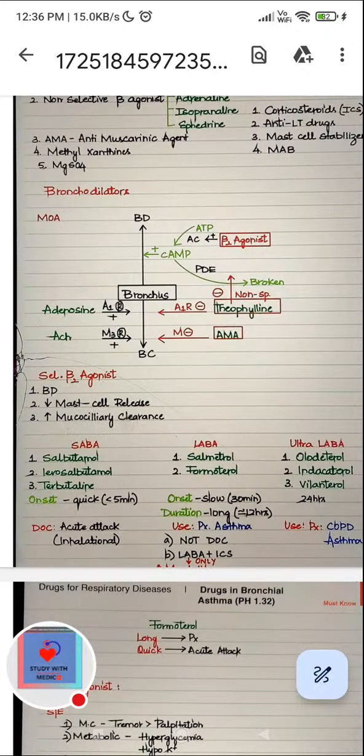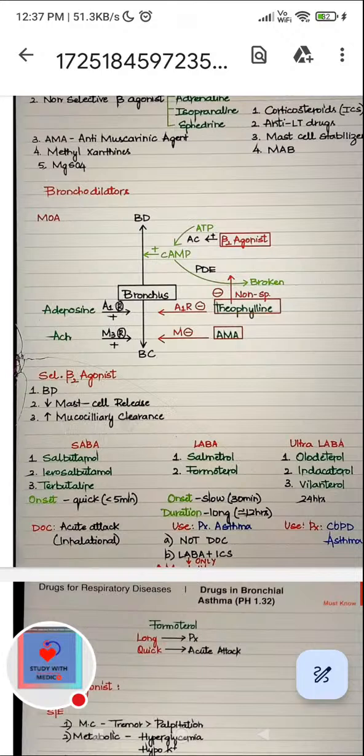So sympathomimetics act by stimulating beta 2 receptors in bronchial smooth muscles and mast cells. In mast cells, they increase cyclic AMP, so there is bronchodilation, and there is a decrease in the release of histamine and leukotrienes, that is LTC4 and LTD4. Selective beta 2 adrenergic agonists are the most effective bronchodilators for this mechanism of action. You have seen it.